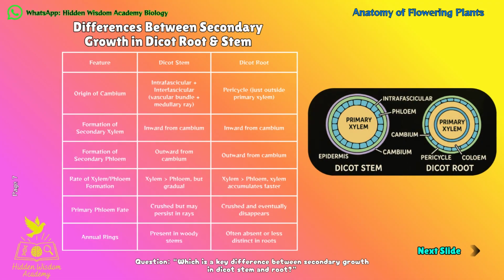Let's compare secondary growth in dicot stems and roots. In stems, cambium comes from intra- and interfascicular regions. In roots, cambium originates from the pericycle. Both produce secondary xylem inside and secondary phloem outside, but in roots, xylem forms faster, giving a thick xylem core. Primary phloem gets crushed in both. Roots usually don't show clear annual rings, unlike woody stems.